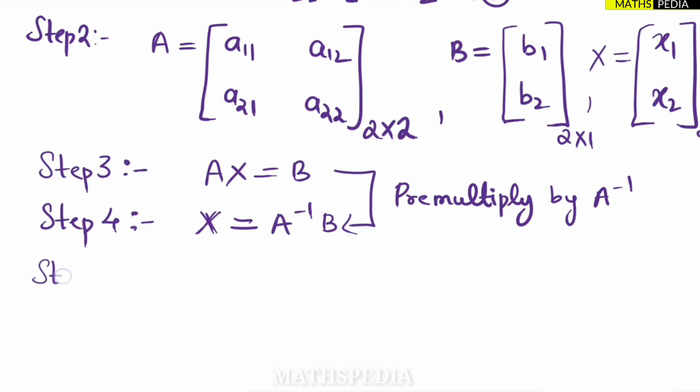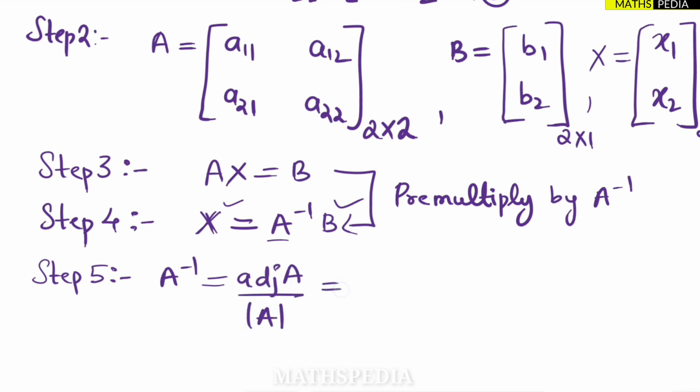Now the next step is step 5. We have to get the value of A inverse. That is most important, because for the X matrix we already have x1 and x2, for the B matrix we already have b1 and b2, but we have to get the A inverse. How to get A inverse? We might have studied, it is equal to adjoint A divided by determinant A. Now adjoint A, we know that it is nothing but the transpose of the cofactor matrix. Let me just write it over here. It is nothing but the cofactor matrix.